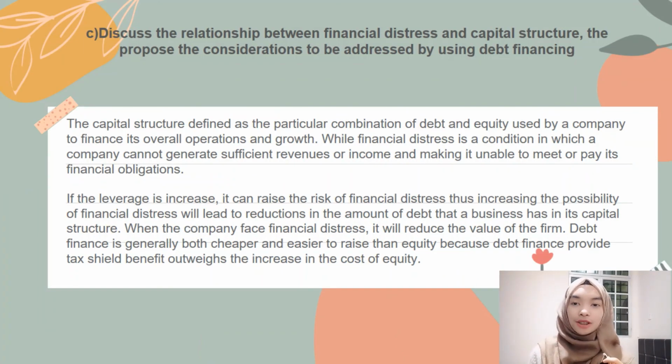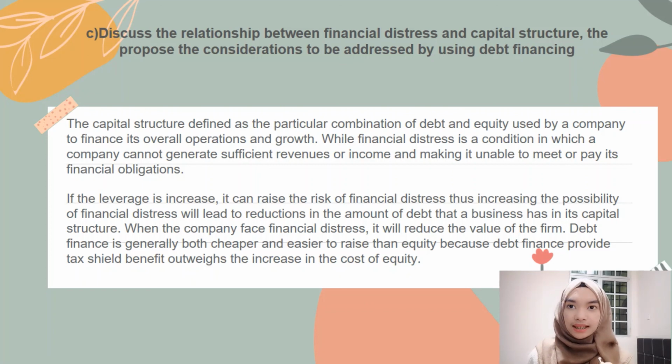Now let's go to question number 2C. Discuss the relationship between financial distress and capital structure, and propose the considerations to be addressed by using debt financing. The capital structure is defined as a particular combination of debt and equity used by a company to finance its overall operations and growth, while financial distress is a condition in which a company cannot generate sufficient revenues or income, making it unable to meet or pay its financial obligations.